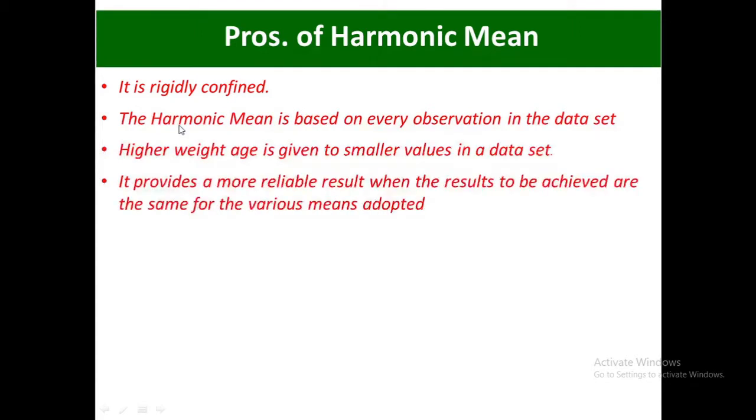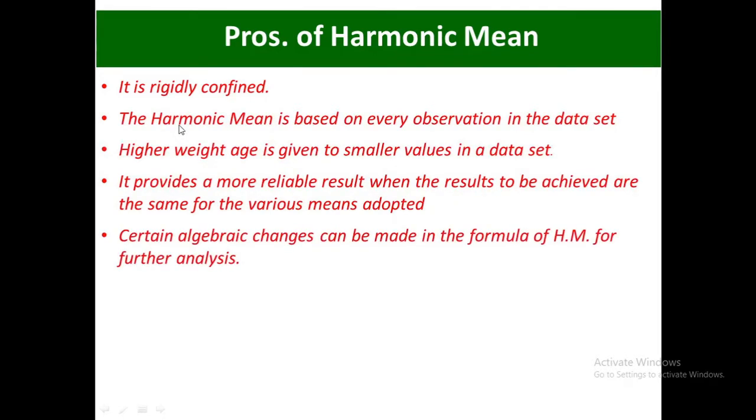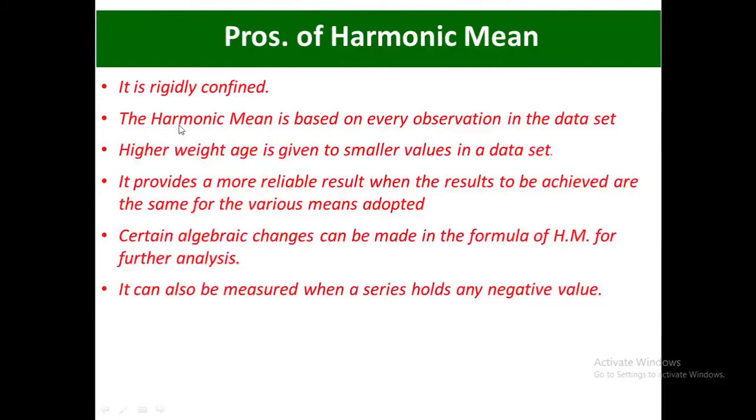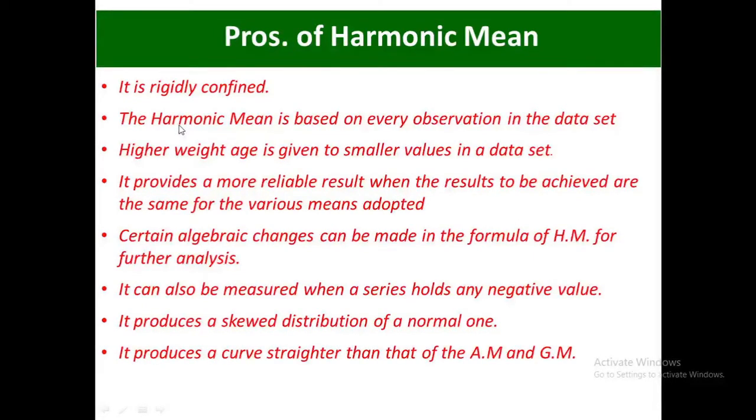It also provides a more reliable result when the results to be achieved are the same for the various means adopted. Certain algebraic changes can be made in the formula of harmonic mean for further analysis. It can also be measured when a series holds any negative value. It produces a skewed distribution of a normal one, and it produces a curve straighter than that of arithmetic mean or geometric mean. Now we will see some cons of harmonic mean.